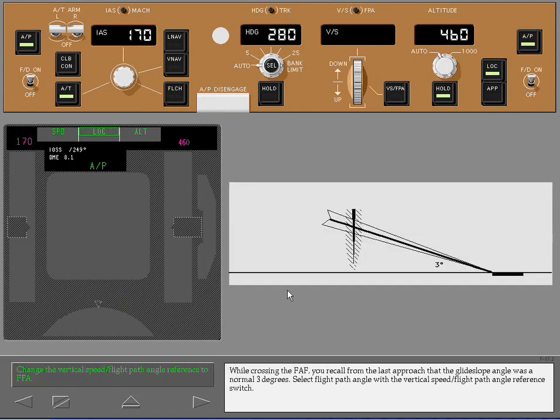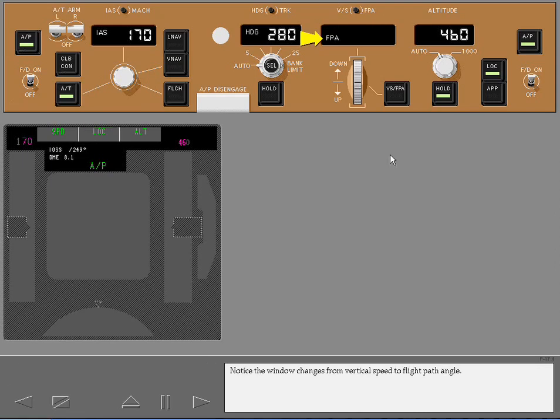While crossing the final approach fix, you recall from the last approach that the glide slope angle was a normal 3 degrees. Select Flight Path Angle with the Vertical Speed Flight Path Angle reference switch. Notice the window changes from vertical speed to flight path angle. Next, engage Flight Path Angle with the Vertical Speed Flight Path Angle switch.